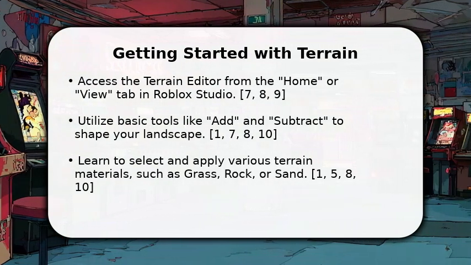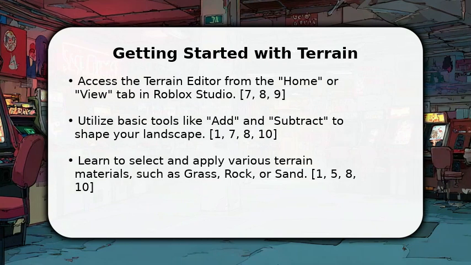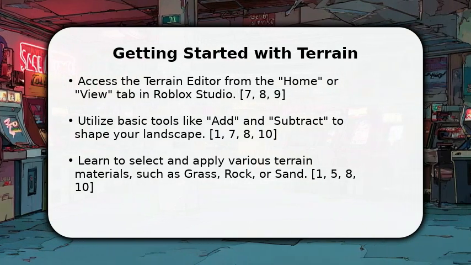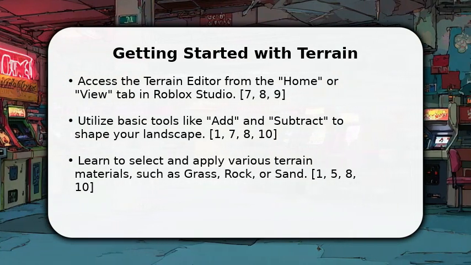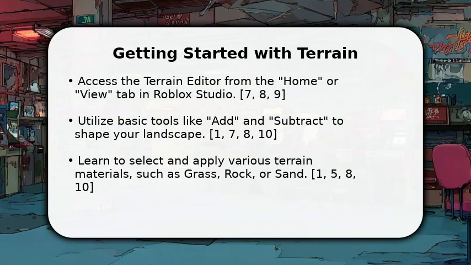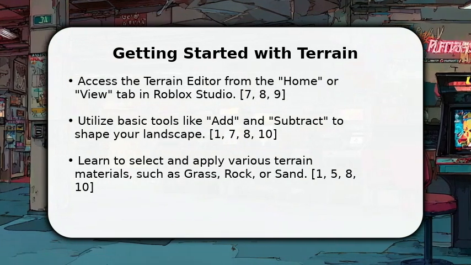You can also select from over 20 different terrain materials, like grass, rock, or sand, to give your landscape its initial look and feel. These foundational tools are your first step to creating immersive environments.